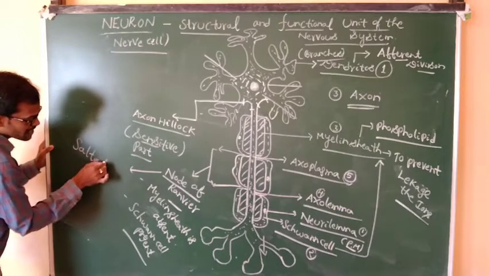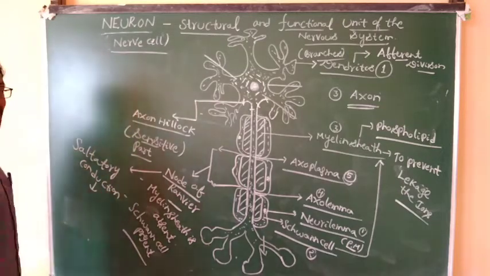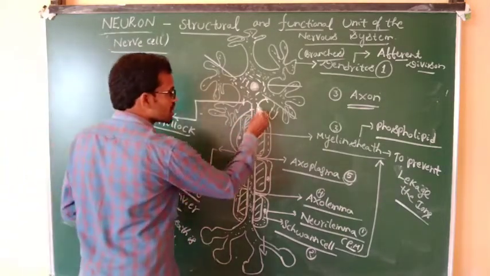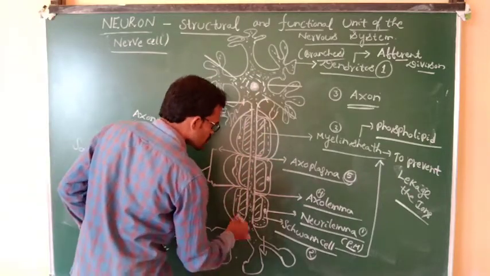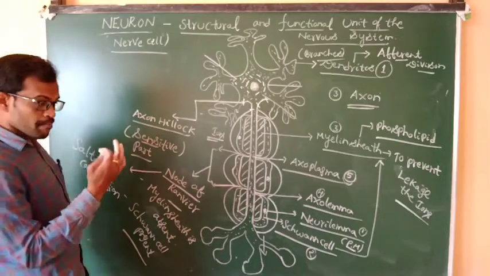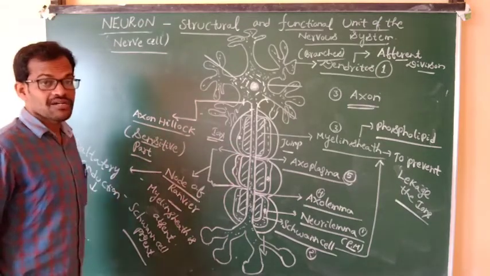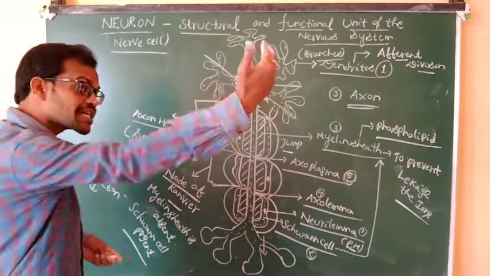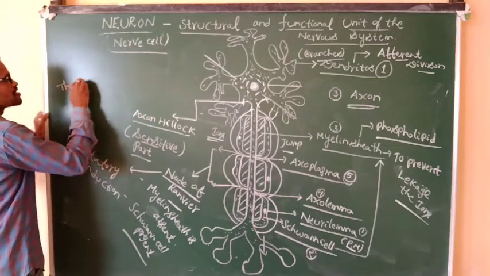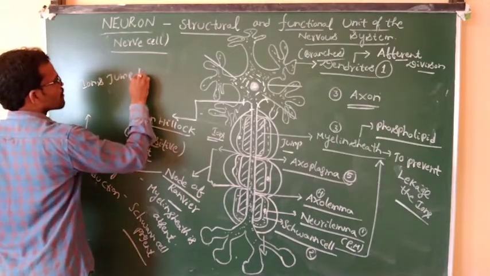What is saltatory conduction? Saltatory conduction means the ions jump from one node of Ranvier to the other node of Ranvier. What is the meaning of saltatory conduction? The ions, sodium and potassium, all jump from one node of Ranvier to the other.